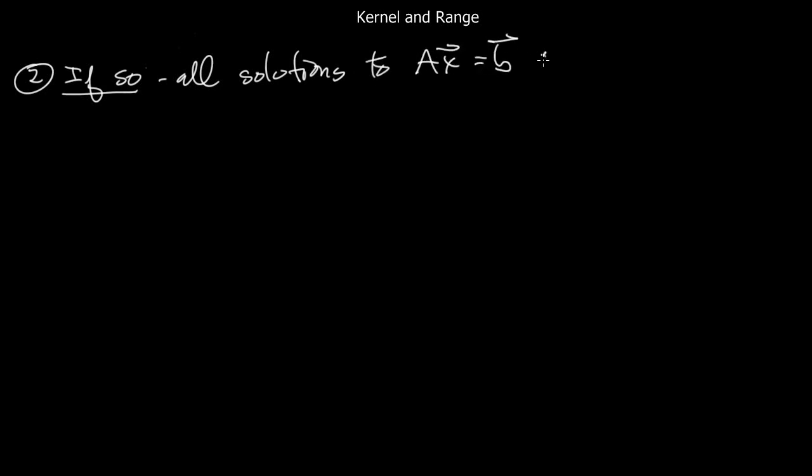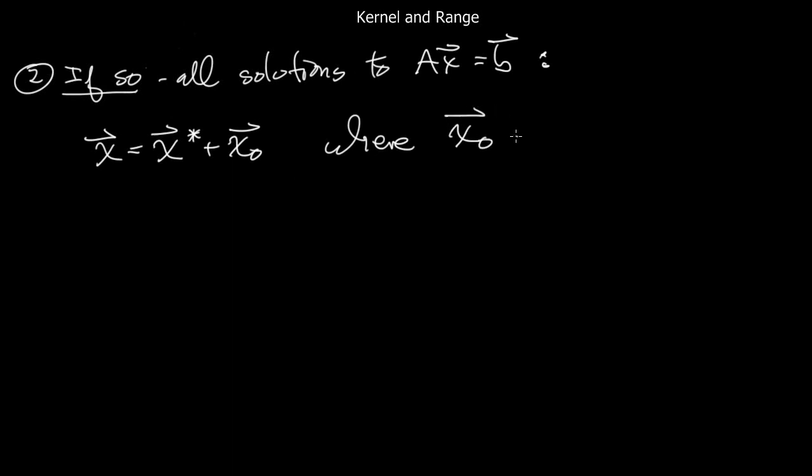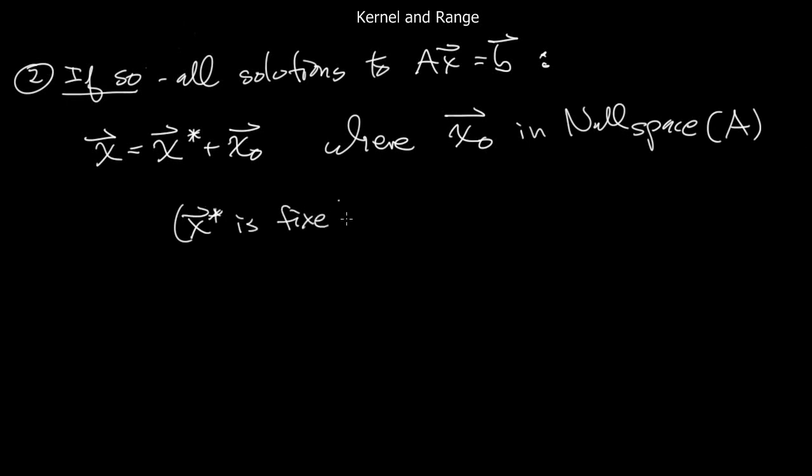Now, the second part of the theorem is the new one, really. If it does have a solution, then the collection of all solutions is the following. You're trying to find all solutions to Ax equals b, and the claim is that they're all vectors x of the form x star plus x naught, where x naught is an arbitrary vector in the null space of A. So you take this fixed vector x star, a single solution to Ax equals b, and then you're allowed to add to it any vector x naught such that Ax naught is equal to 0.